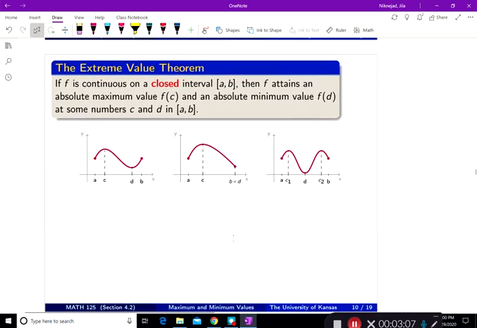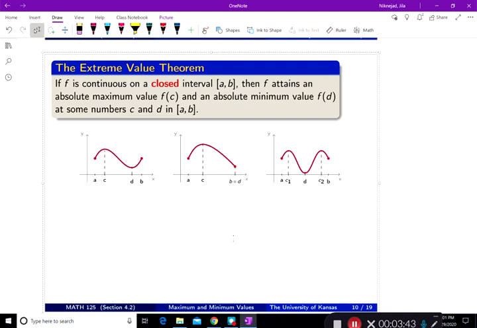Now, the next theorem is the extreme value theorem. If f is continuous on a closed interval [a, b], then f attains an absolute maximum value f of c and an absolute minimum value f of d at some numbers c and d in [a, b]. So between Fermat's theorem and the extreme value theorem, we get two theorems that help us find the maximum and minimum value of a function.